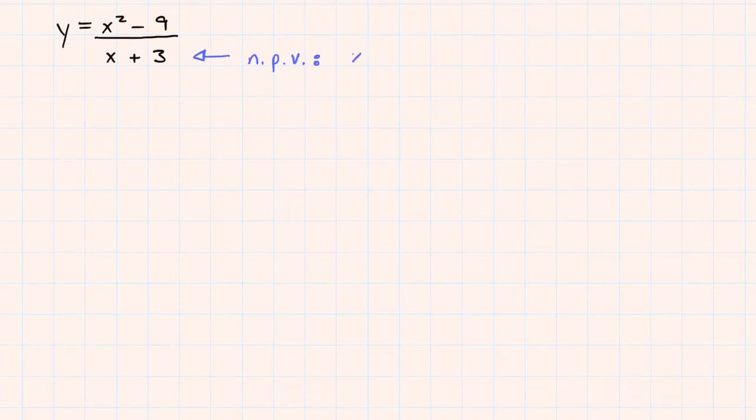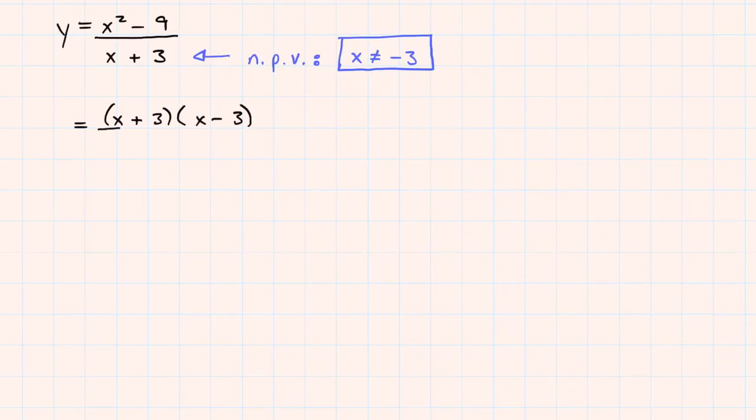So in this case, the non-permissible value is negative 3, so x cannot equal negative 3 is my restriction on this graph. That's also the domain, actually, for this function. So it's just whatever makes the denominator equal 0. And now I'm just going to simplify this rational function, and then we're going to sketch it on Desmos and see what happens. So x squared minus 9 is a difference of squares, so I'm going to factor it.